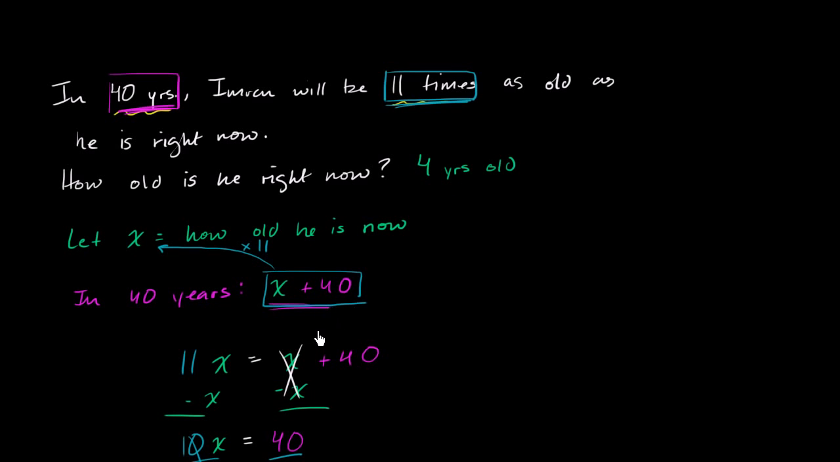And let's verify this. If he's 4 years old right now, in 40 years, he's going to be 44 years old. And 44 years old is indeed 11 times older than 4 years old. This is a factor of 11 here. So it all worked out.